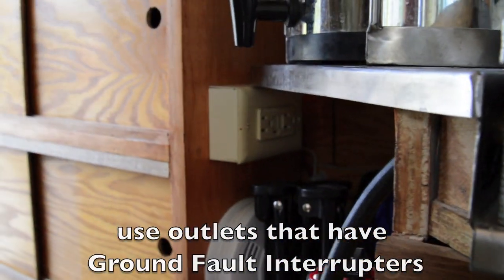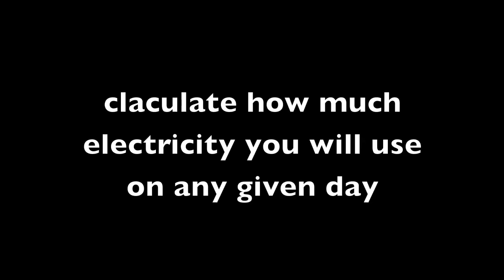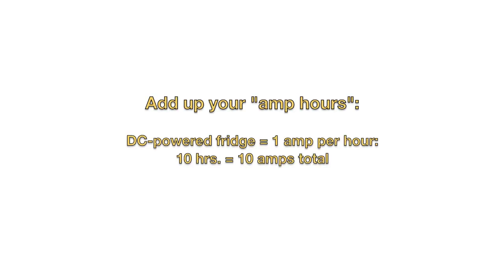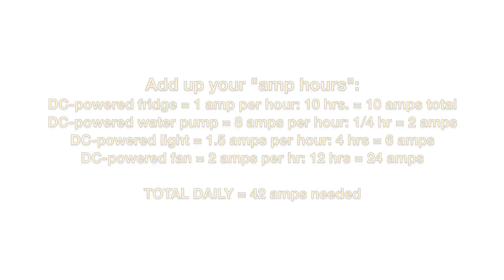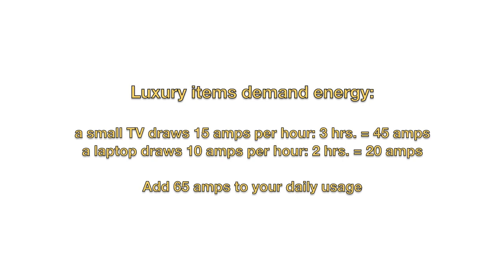Now, to calculate how much electricity you are going to use on any given day, you have to add up amp hours. For instance, my DC-powered fridge eats up 1 amp per hour, and in a day it'll take up 10 amps. We look at other things like the water pump, a couple of lights, fans, and we can add this up, and mine, low end, comes up to 42 amps. But if you've got luxury items like a laptop, TV, well, add at least 65 more to that, and that gives me a total of 107, which is still a little bit low.